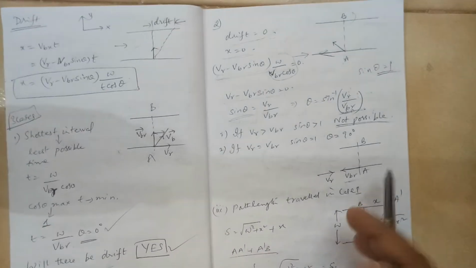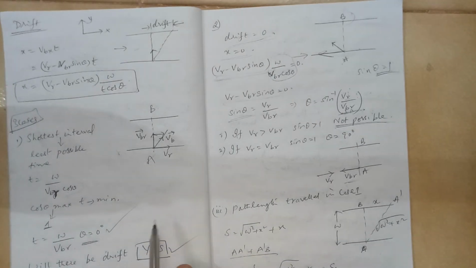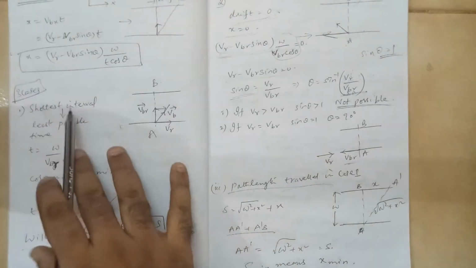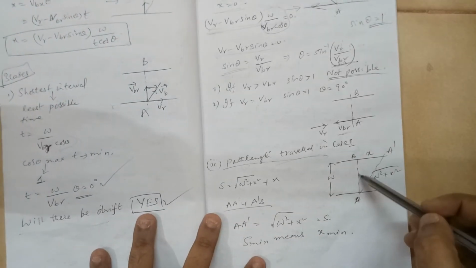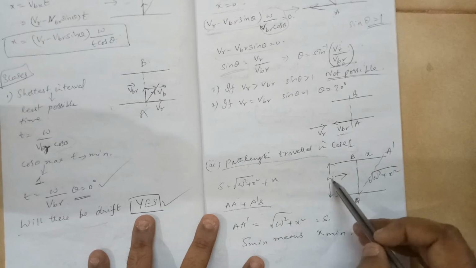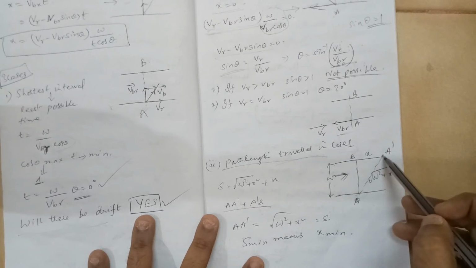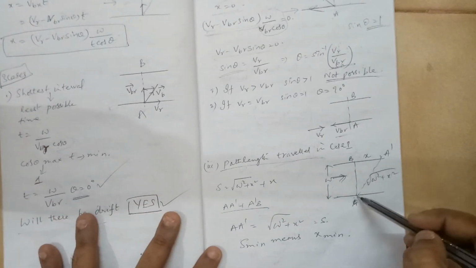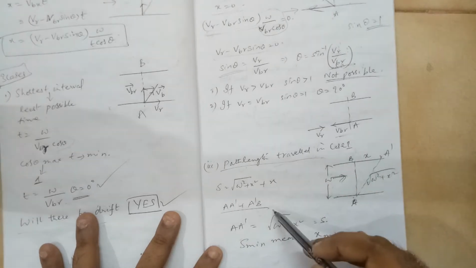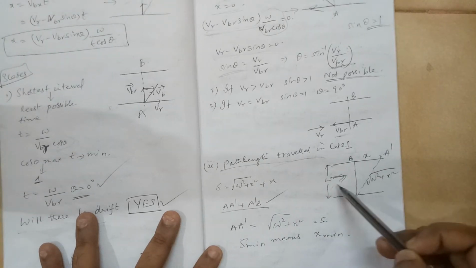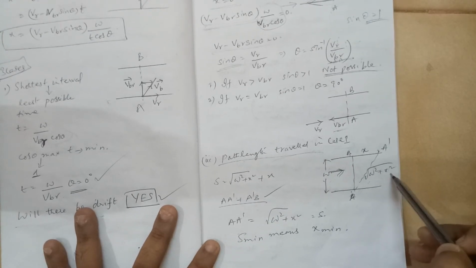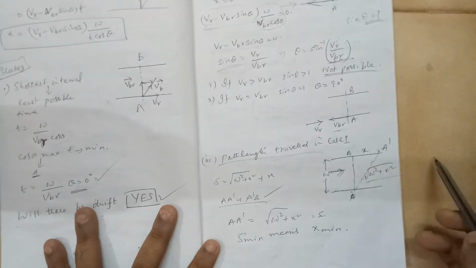Now let us find the extension of case 1, where we are interested in finding out the total path length travelled. What does path length travelled mean? Let us say in the shortest interval the boat goes in this direction, but because the river is flowing in this direction, he will reach some other point. Suppose he has to reach B only, then how much distance does he have to travel? He has to travel AA dash plus A dash B. So if this is X, this is W, this will be the hypotenuse, root over W square plus X square. So S in that case will be this plus this.